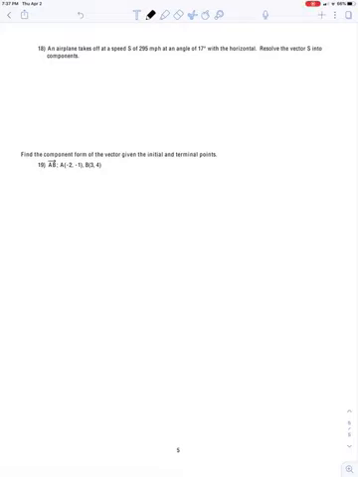Okay, let's take a look at our last two problems here on our review. It says here in problem 18, an airplane takes off at a speed, s, of 295 miles per hour at an angle of 17 degrees with the horizontal. Resolve the vector s into components. So we're going to look at the components that are formed from this vector here. So we've got this velocity vector, the speed of the airplane here.